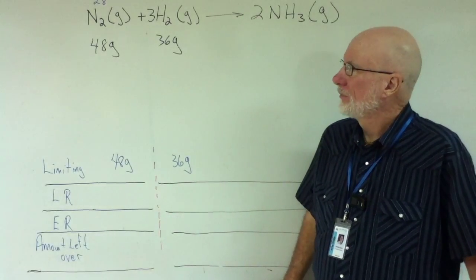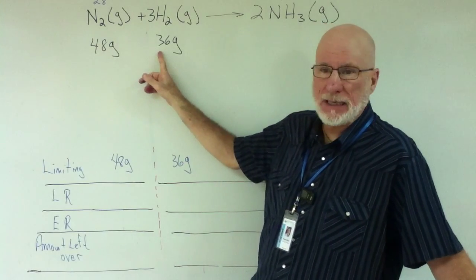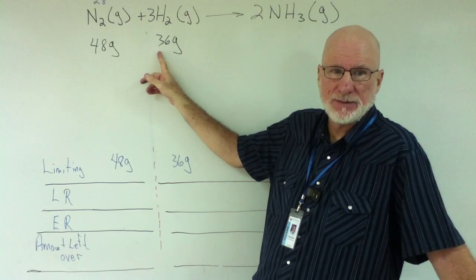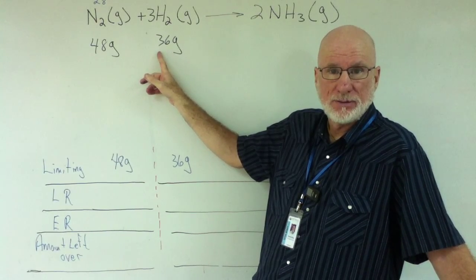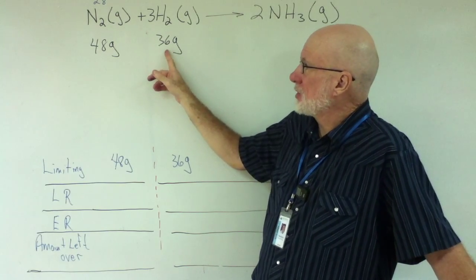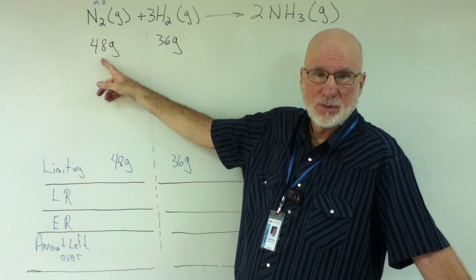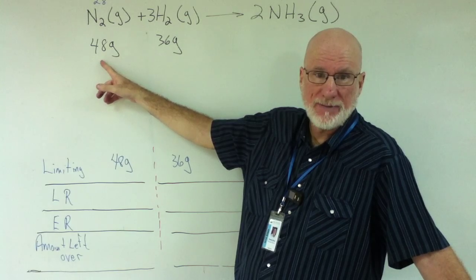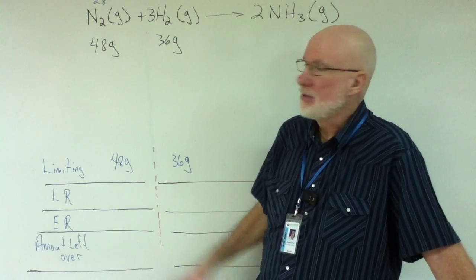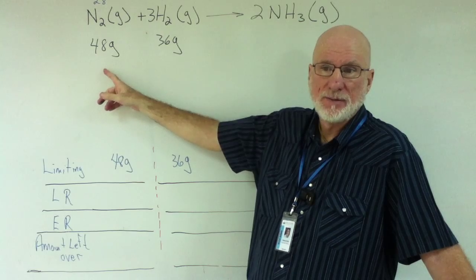Which one's going to limit the reaction? The 48 grams. Yeah, because for the 48 grams, how much do I need? Less than 1/4. Less than 9 grams. Do I have 9 grams? Yeah. If I have 36 grams, I'm going to need almost 200 grams, probably more than 200 grams, right? Do I have that? No. So what's going to limit the reaction? The 48. This is going to limit the reaction. That's the limiting reagent. Okay?